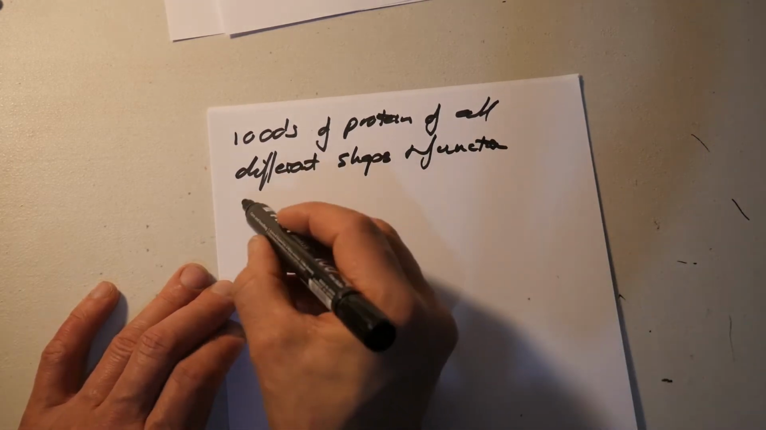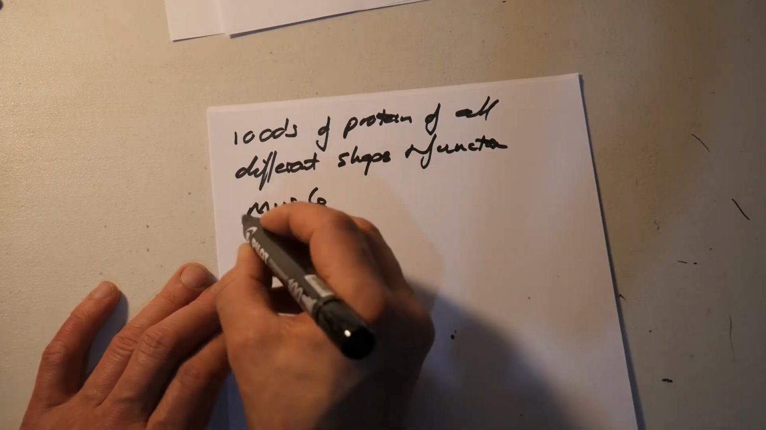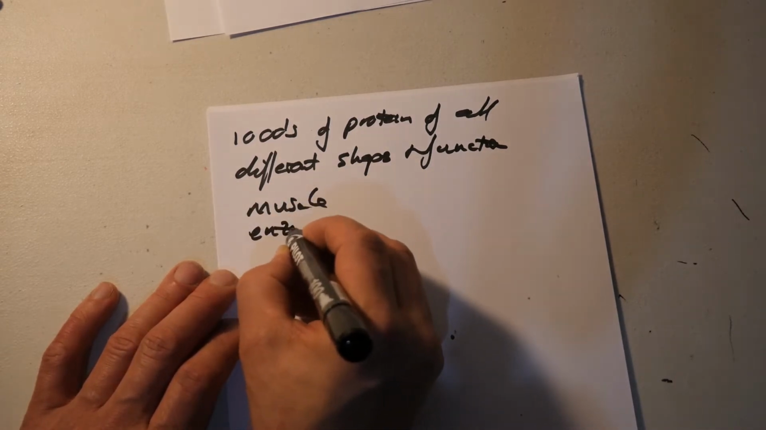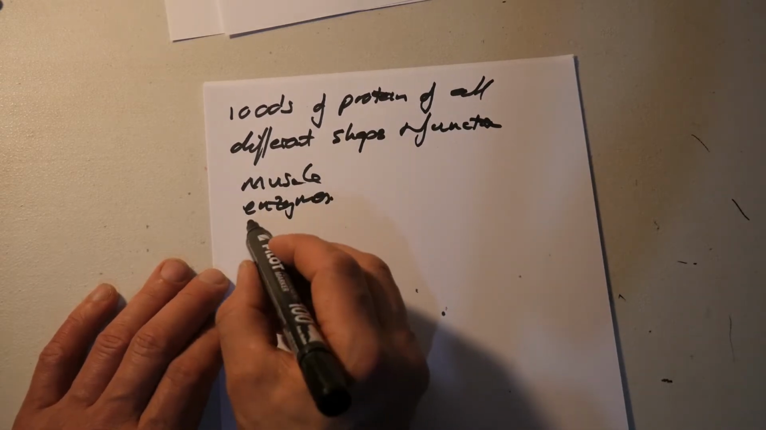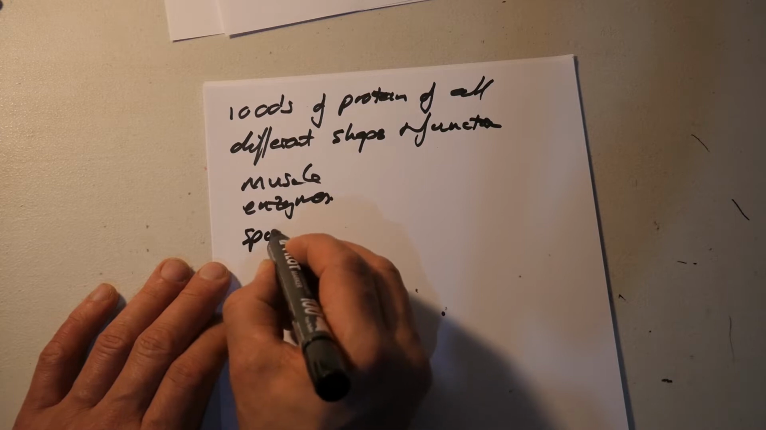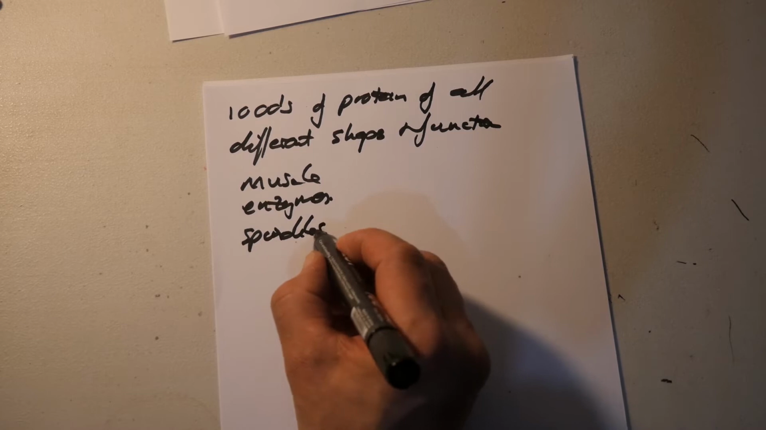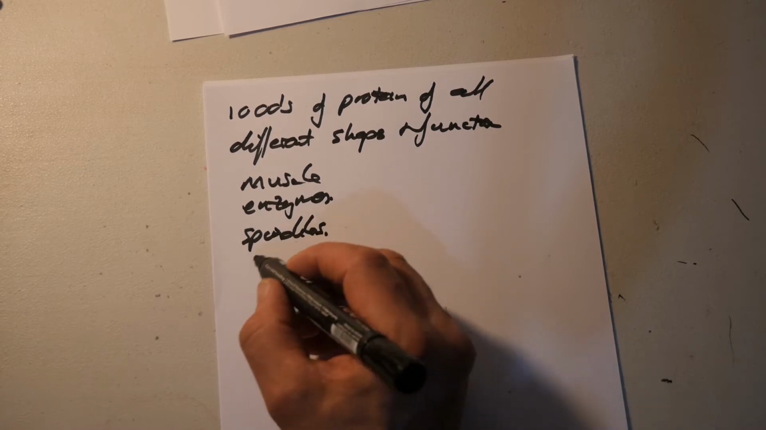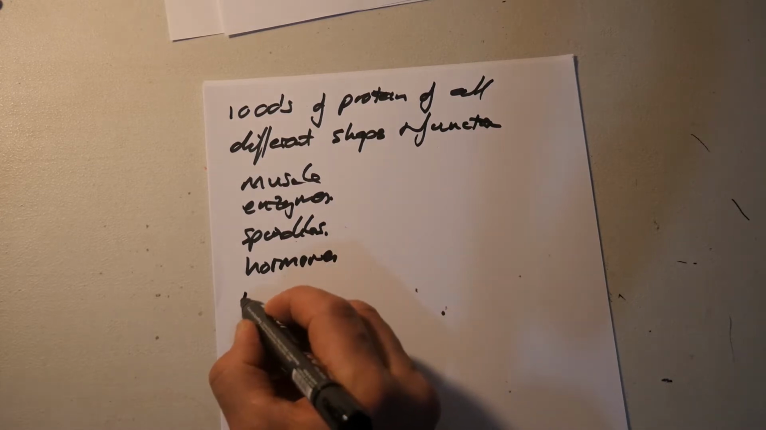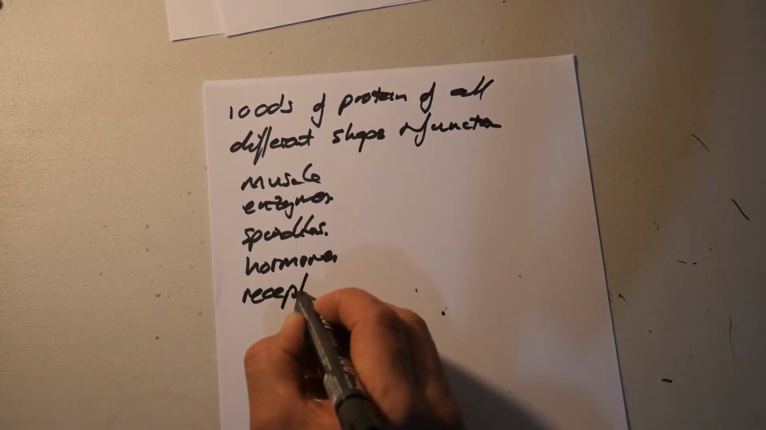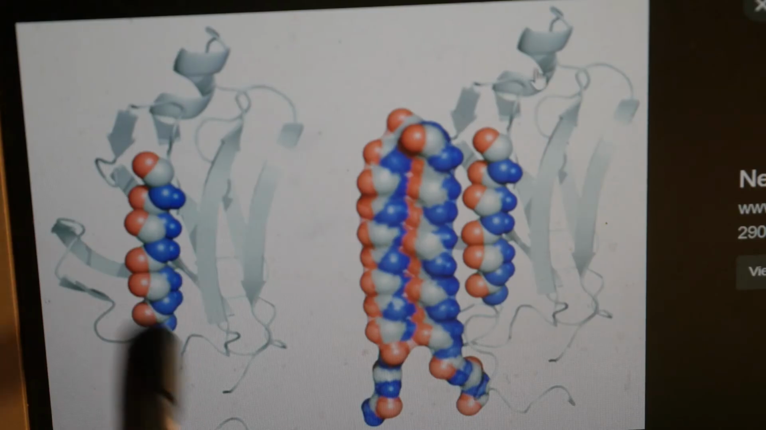So you get antibodies, muscle, enzymes, okay, you get spindles, spindle fibers, okay, you get hormones, you get receptors. So this is an example of proteins.